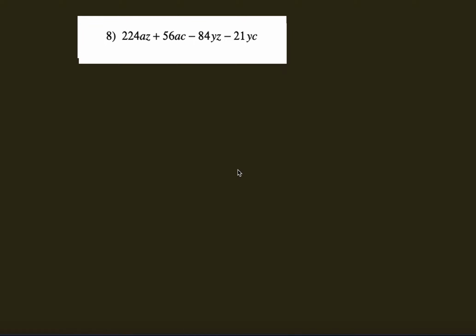Hey, algebra guys. I'm going to give you a little work today. It's a little mini quiz on factor by grouping. We went over this, but I want to take some more time to go over the ideas.